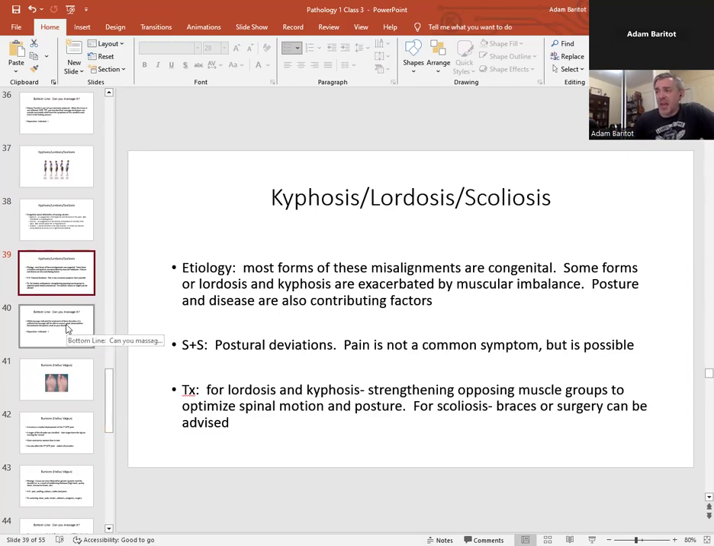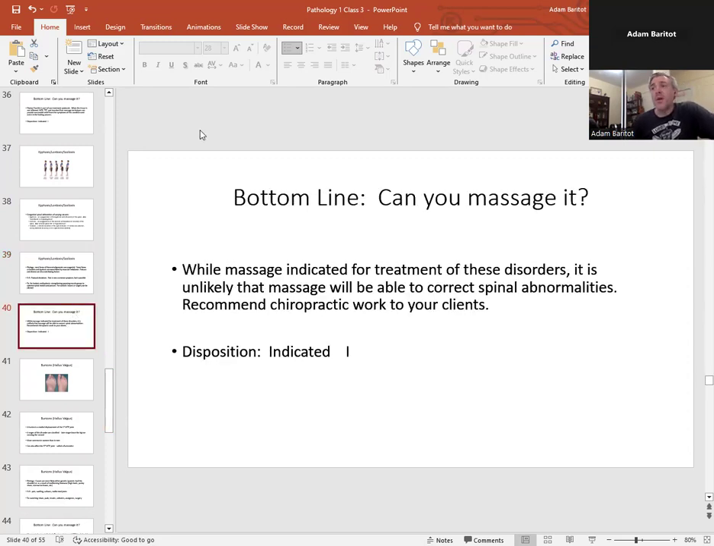Bottom line, can we massage kyphosis, lordosis, or scoliosis? Well, massage is indicated for treatment, but massage is not going to be able to fix it. This is one of those can't hurt it, can't help it conditions. The disposition for those three conditions is indicated, letter I.